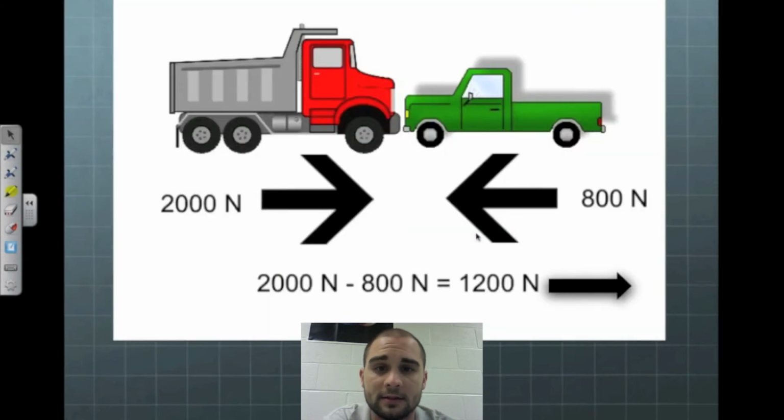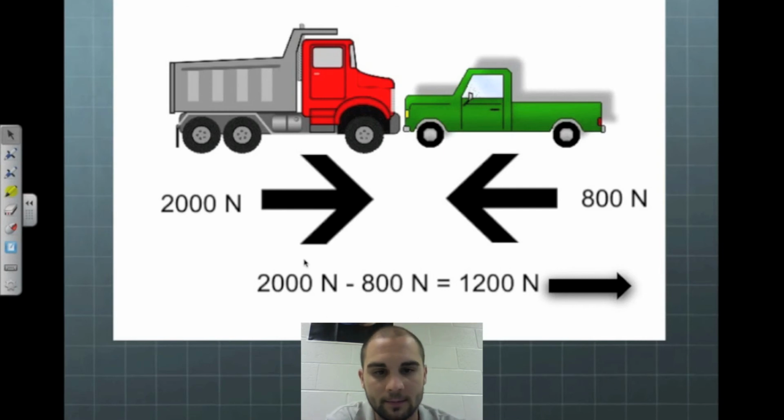If the net force is going in opposite directions, so for instance, this truck is going towards the right with 2,000 newtons of force, and this pickup truck is going in the opposite direction at 800 newtons of force. All right, they're going to hit each other. You're going to take 2,000 newtons, subtract 800 newtons because they're going in opposite directions. Whenever the forces are in opposite directions, you subtract. When they're in the same direction, you add.